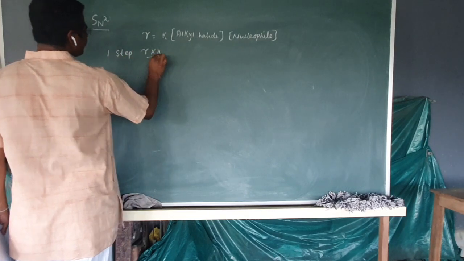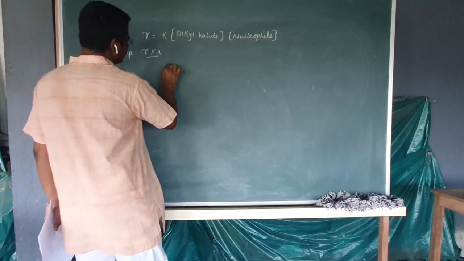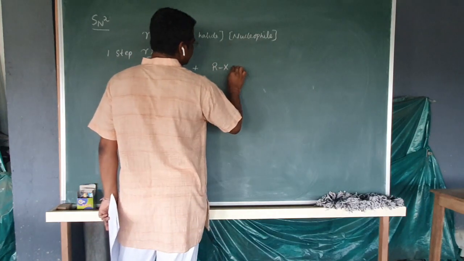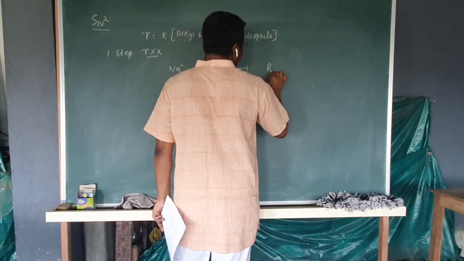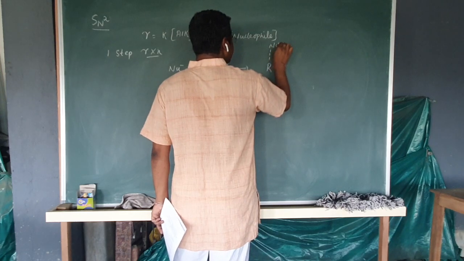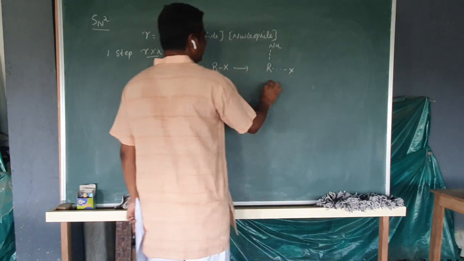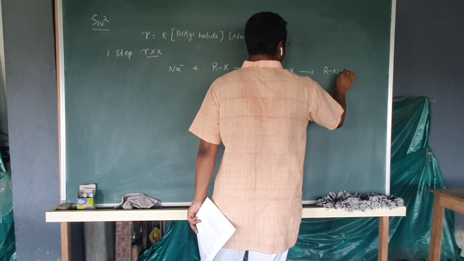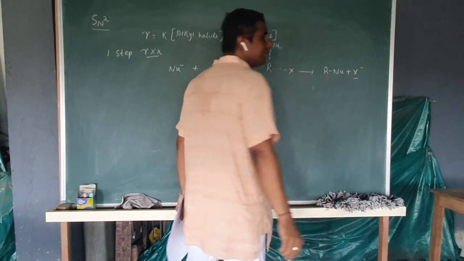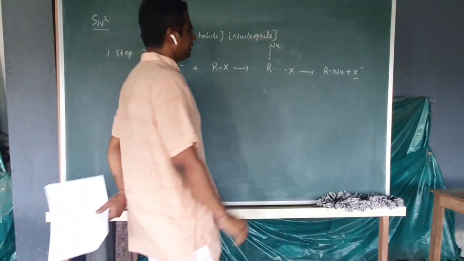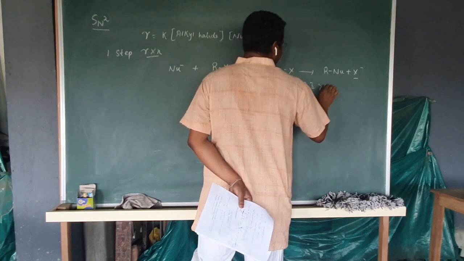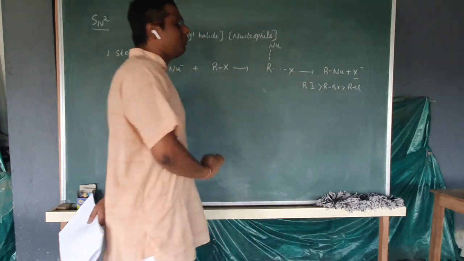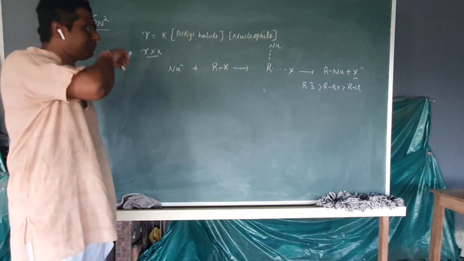It's a one-step reaction. How? The nucleophile comes, it's an alkyl halide, it forms a transition state like this, X, this is called transition state, and then it gives the product, that is R-Nu plus X minus, the leaving group. So in this case also, RI will have more reactivity than RBr, more than RCl. RF is almost unreactive. ठीक है? समझ में आ रहा है?